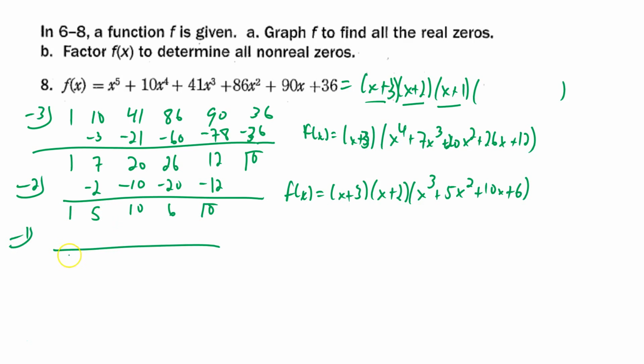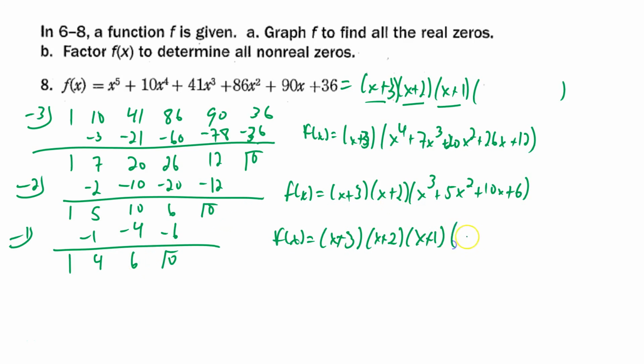1 comes down, negative 1, 4. Times negative 1 is negative 4. Gives me a positive 6, negative 6, and a 0. So excellent. Now we have f of x is x plus 3, x plus 2, x plus 1, and now we're left with this quadratic, x squared plus 4x plus 6.